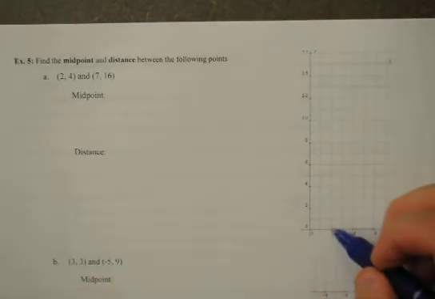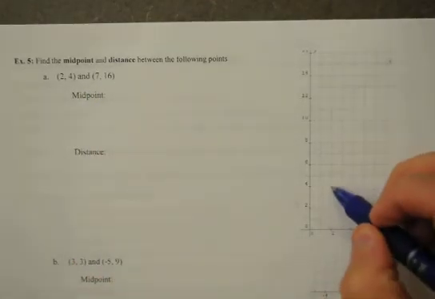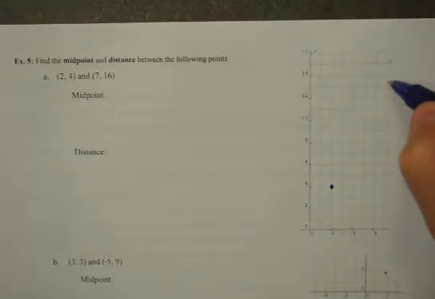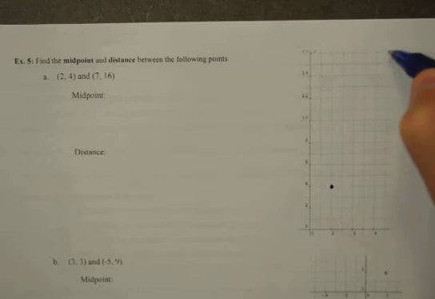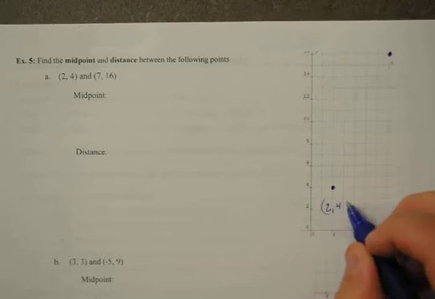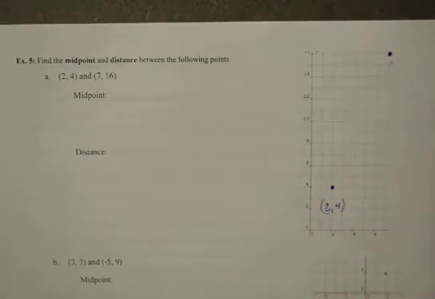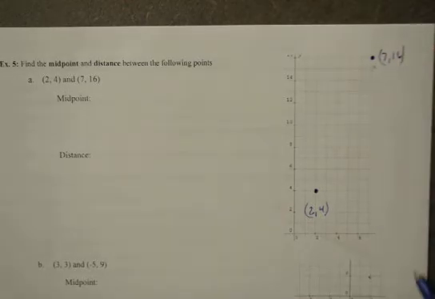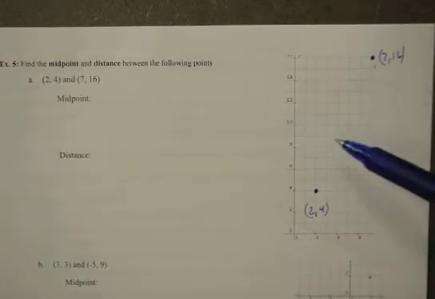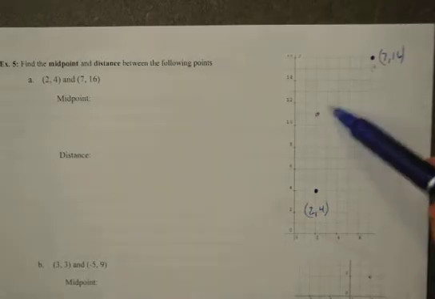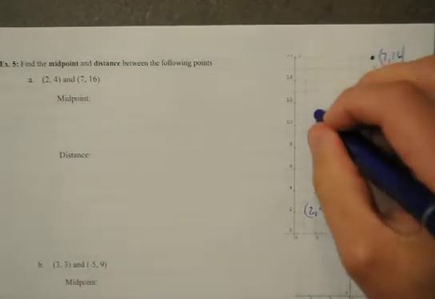The point 2, 4. So go over 2, up 4, and then go over 7, and up 16. Should be right there. Okay, so this is 2, 4. This is 7, 16. Now, can you imagine where the middle is? Exactly in the middle. Is it here? Is that the midpoint? No.